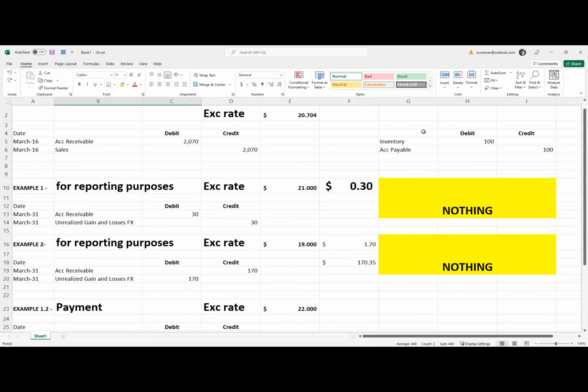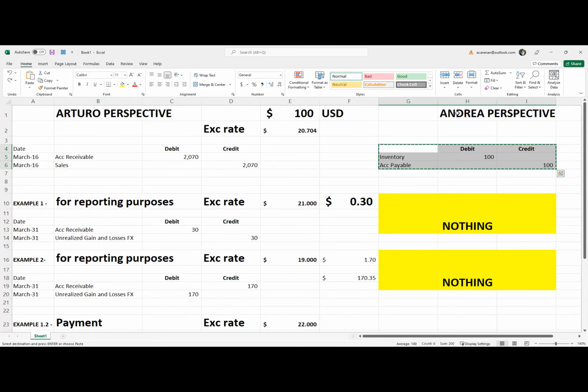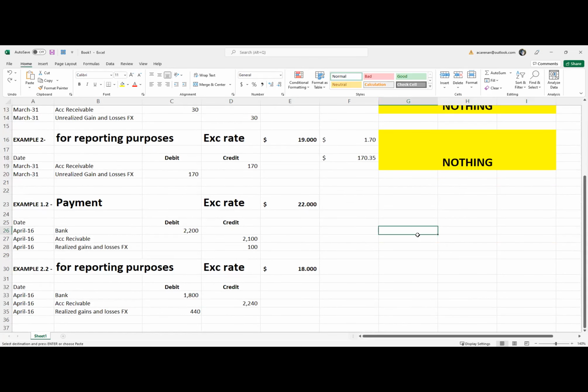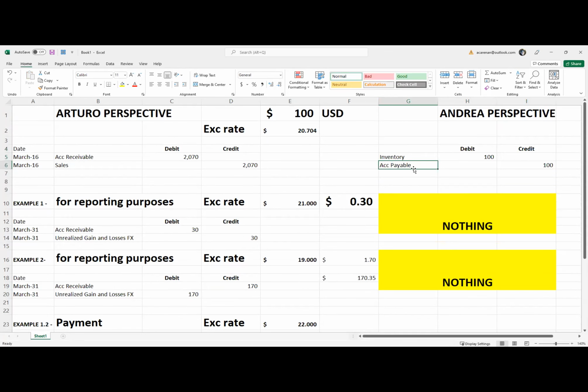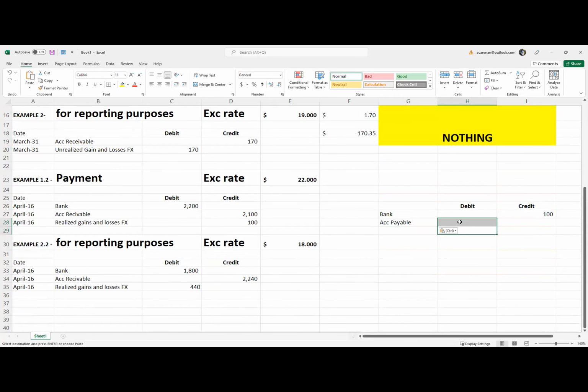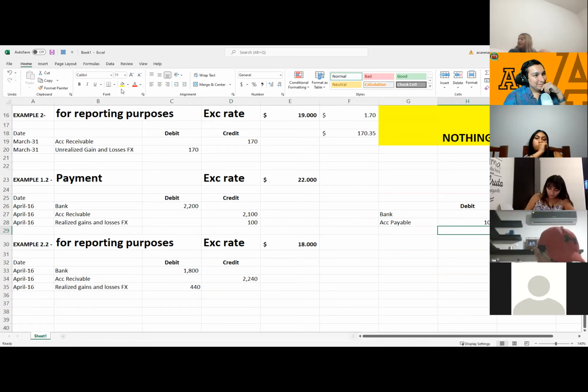And what was the transaction for Andrea? What was the transaction when she paid? Bank account, credit, 100, and accounts payable. That's it. This is the first example of foreign exchange rate risk.